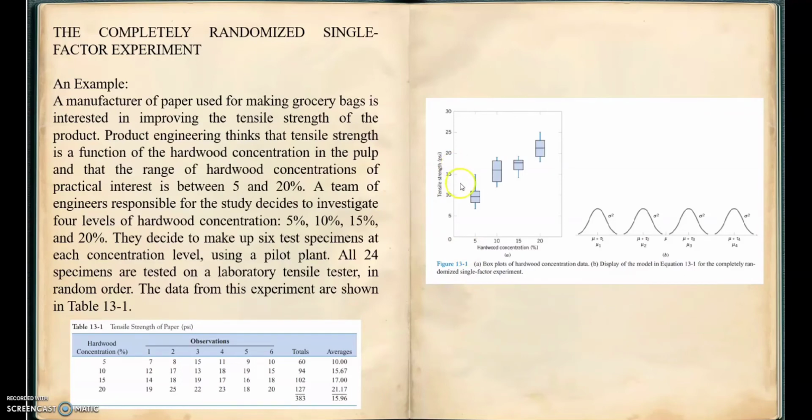So let's proceed to this graph. So we have here the figure A, which is the box plot of the hardwood concentration data. We can see in the lower part of our graph the hardwood concentration 5, 10, 15, 20, and on the left side is the tensile strength. And in figure B, we can see the model of the completely randomized single factor experiment.